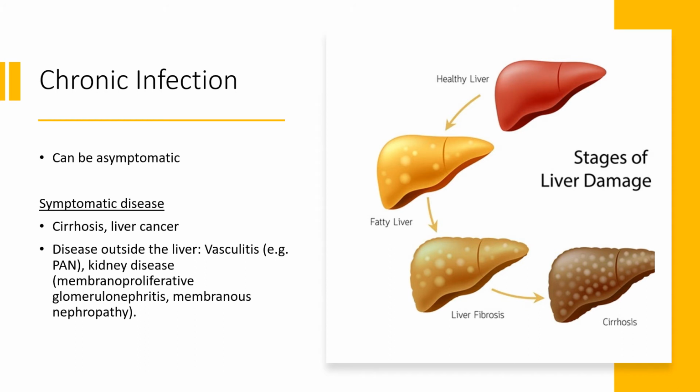And hepatitis B, even though it lives in the liver, it can cause disease outside of the liver. So people can get inflammation of the blood vessels called a vasculitis. They can also develop kidney disease. So there are millions of people in this world who have kidney failure on the basis of hepatitis B. And it can cause various inflammatory kidney conditions such as membranoproliferative glomerulonephritis or membranous nephropathy.